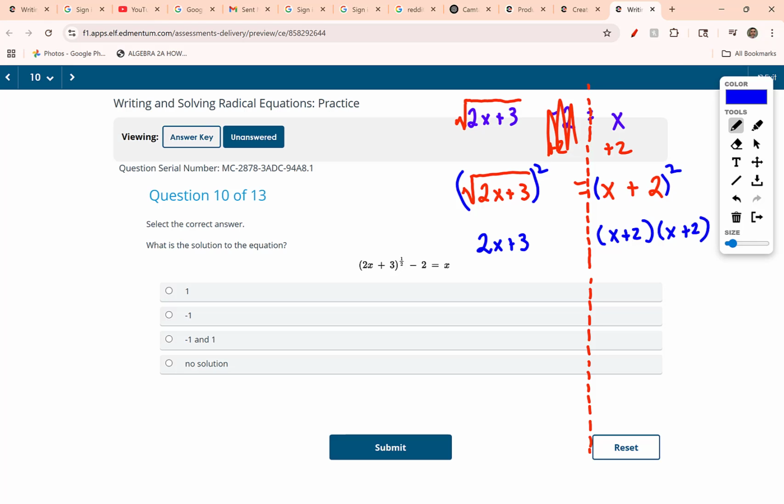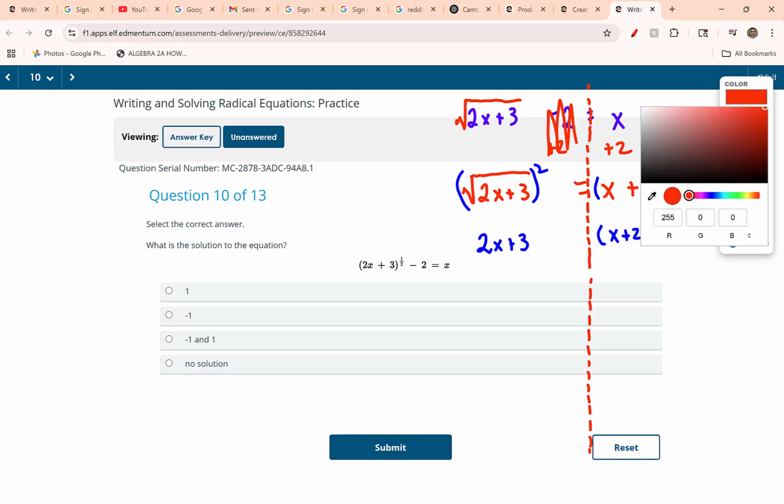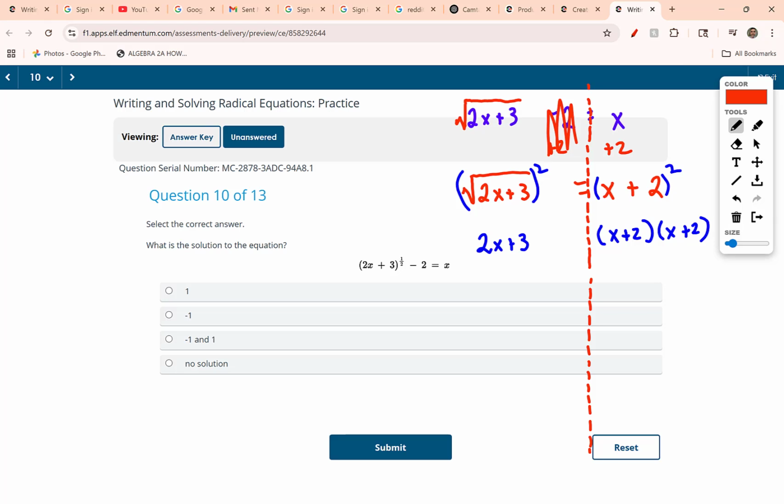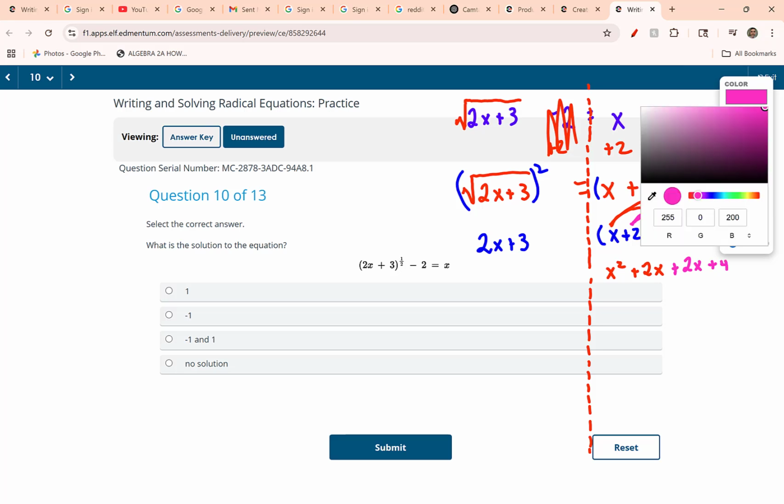Remember, x plus 2 squared is not x squared plus 4. Squaring something means multiplying it by itself, so we've got to write it out and multiply x plus 2 times x plus 2 the long way. X times x is x squared. X times 2 is positive 2x. Just for clarity, I'm choosing a different color. And then we're going to take that 2 and multiply it by x, 2x. And that 2 and multiply it by the last 2, that gives us positive 4.